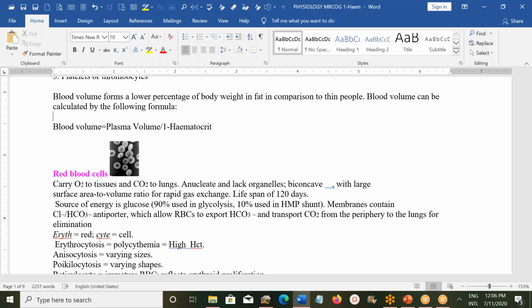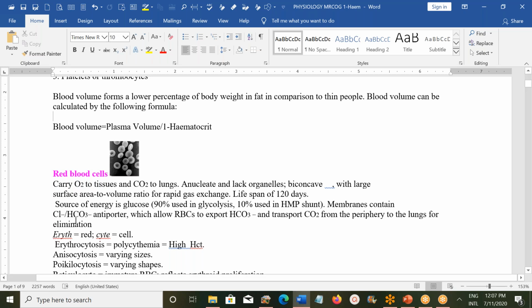So the RBCs, what is their function? They carry oxygen to the tissues and they carry carbon dioxide to the lungs. They don't have the nucleus, and they lack organelles. They are biconcave with a large surface area to volume ratio for rapid gas exchange. So the surface area should be larger. Their average lifespan is 120 days, and the source of energy is glucose. 90% is used in the glycolysis, and 10% is used in the hexose monophosphate shunt.